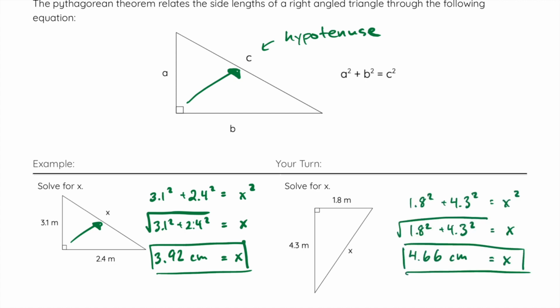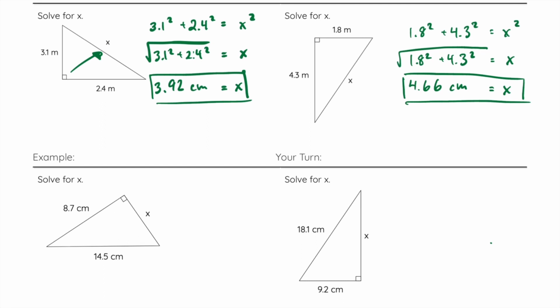Okay, so hopefully you got an answer of 4.66 centimeters. Now we're going to move on to another example here. This time the variable is not the hypotenuse, because we can see that the hypotenuse in this case is the 14.5. And so the 14.5 is what's going to be alone in the equation.